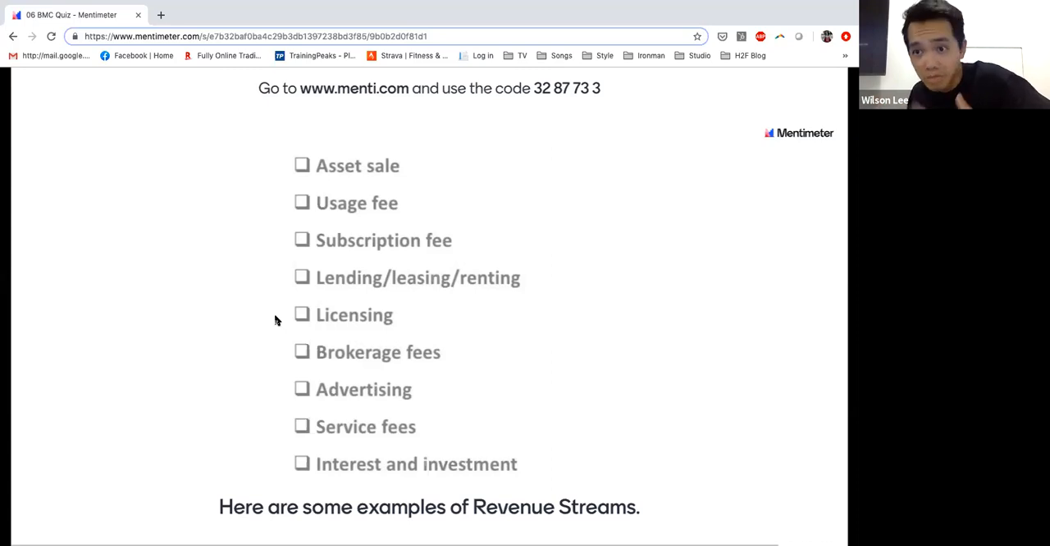Is it through selling assets, usage-based pricing, subscription fees, which is getting quite popular right now, lending, leasing, renting stuff, licensing your brand or product, brokerage fees, advertising service, and the list goes on. So these are some samples. Of course, feel free to do a bit of research and explore what else, how could you innovate the revenue model in your social startup.